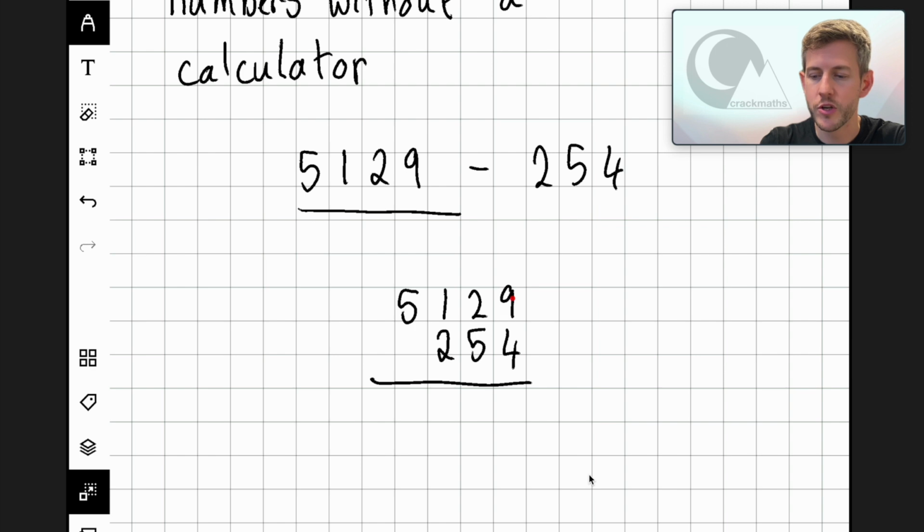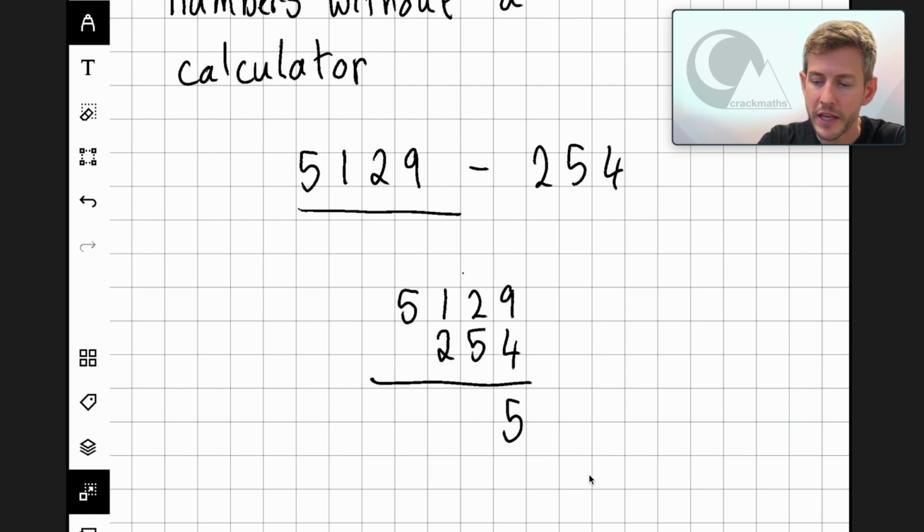So I do the units take away the units, which gives us 5, and then I do the tens take away the tens. Now unfortunately I can't actually do the tens take away the tens, because this means 2 take away 5, which cannot be done. Well, it can, but it's a negative number and it's got no place in this method. So instead of looking at this as a 2, I take the 10. So I think about this as being a 12.